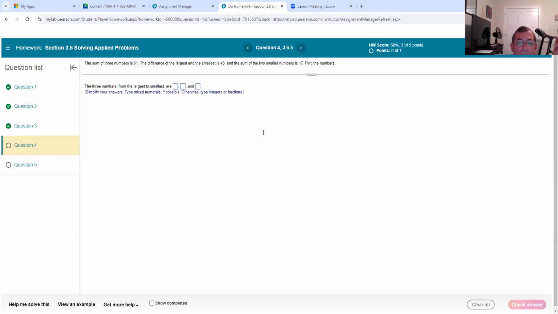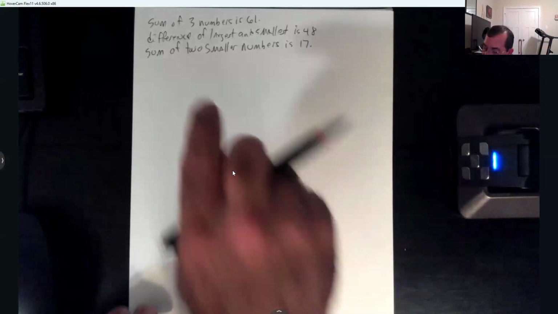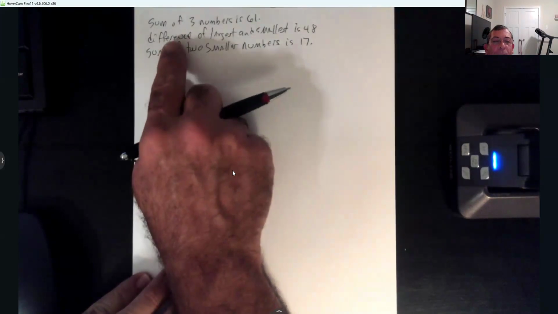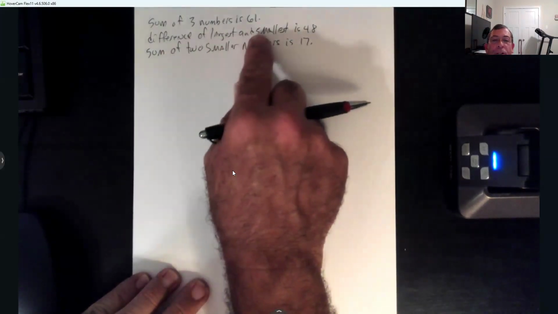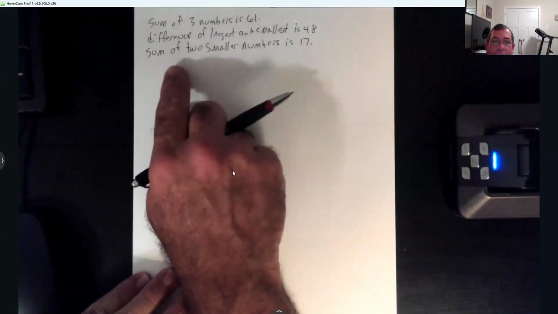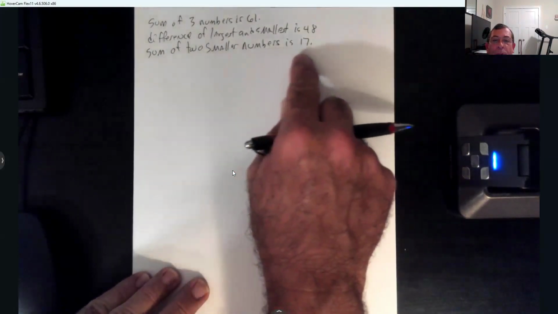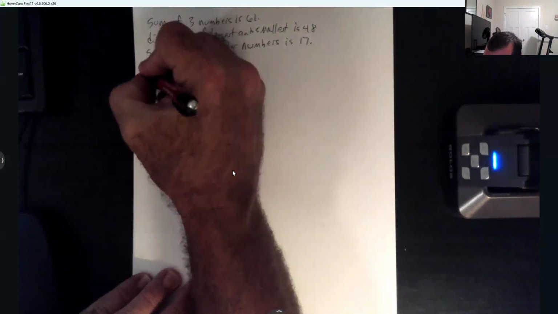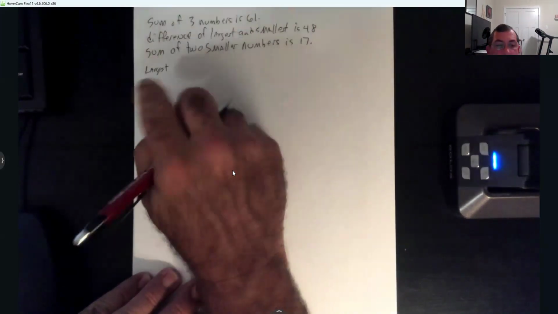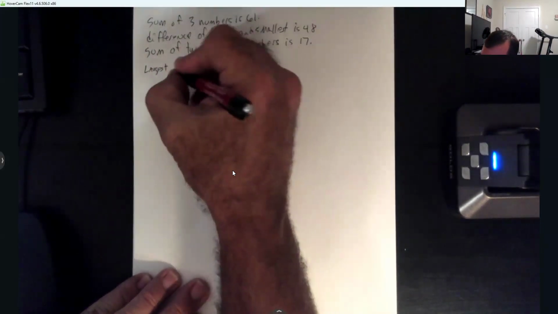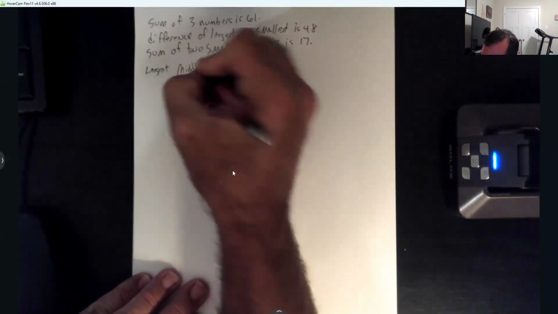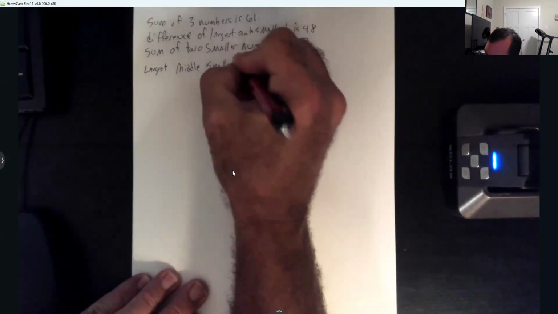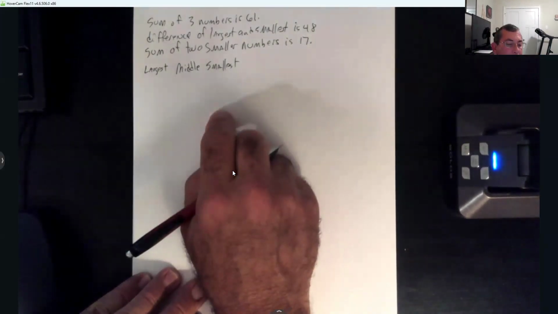So let's go to this pad. All right, so the first sentence, sum of three numbers is 61. Difference of largest and smallest is 48. And then the sum of the two smaller numbers is 17. So I'm just going to show you how I would make my columns up. I would make this my largest number. Largest number will be my X's. My middle number will be my Y's. And then my smallest number, I'll let that be my Z's here, okay?